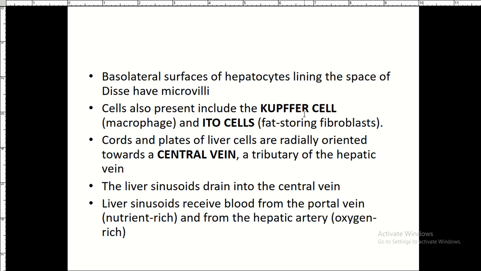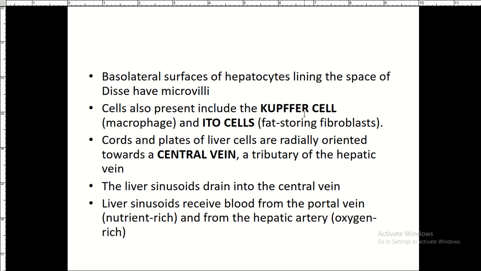And also they take part in the synthesis of vitamins, right? So the following are found in the perisinusoidal space, which is the space of Disse.